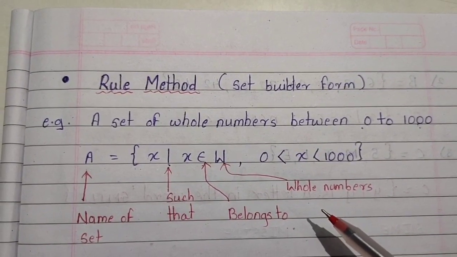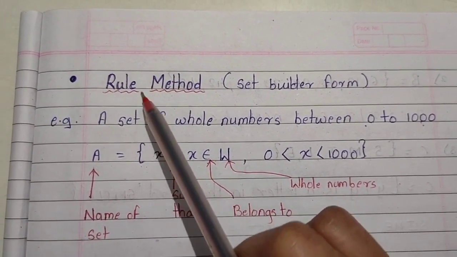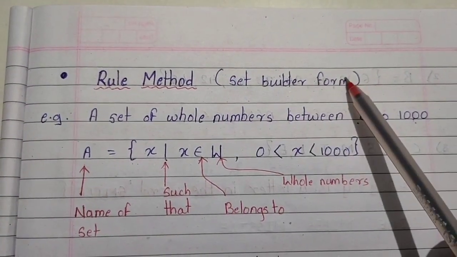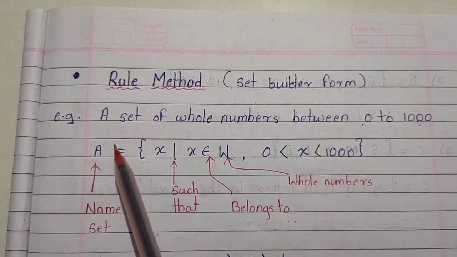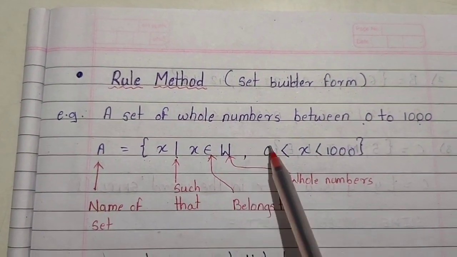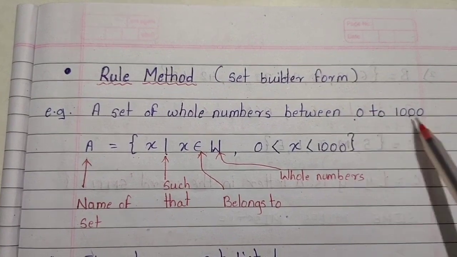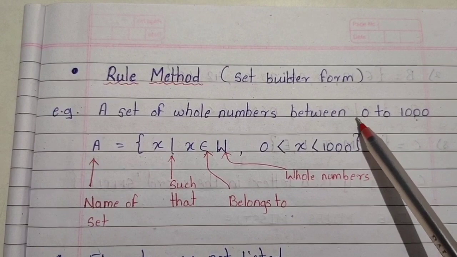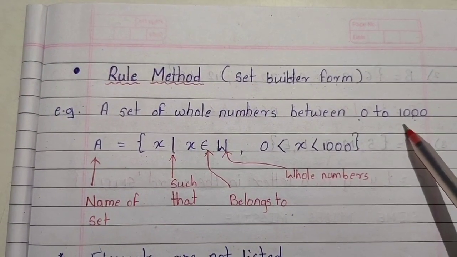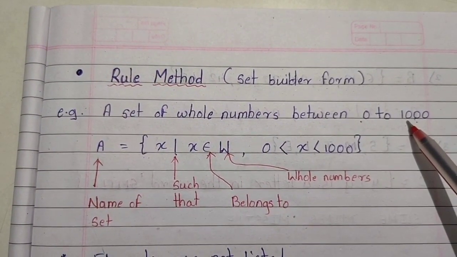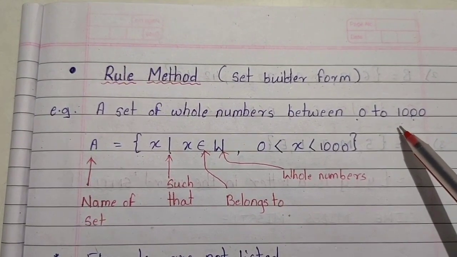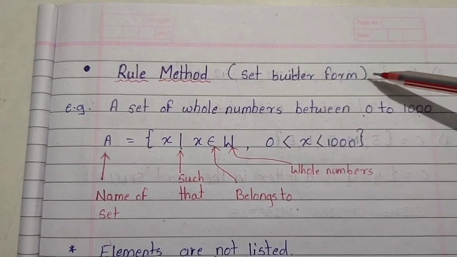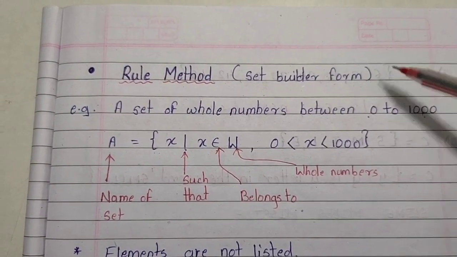Now let's move to the next method, that is the rule method, which is also called set builder form. Students, just have a look at this example. A set of whole numbers between 0 to 1000. If I ask you to write all the whole numbers between 0 to 1000 by the listing method, then that will be a lengthy job. That's why we are following this method. How are we writing the rule method? Just have a look at it.